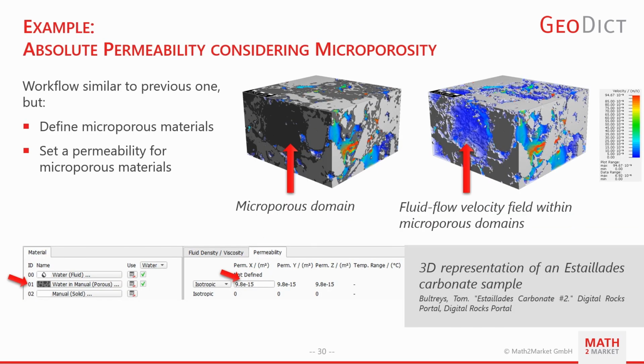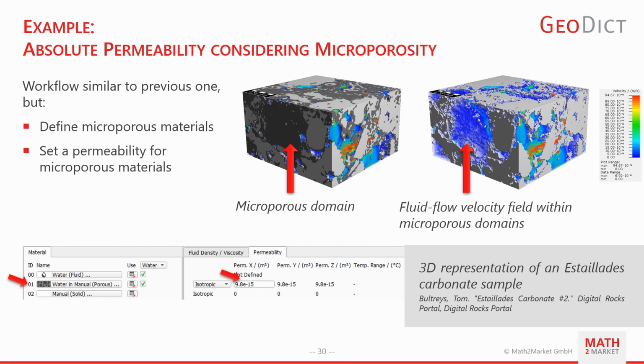In this case, the workflow is similar to the previous one, but the microporous domains should be segmented as separate material, and the permeability of the microporous domain must be known. For example, you may obtain this by using other methods, like high-resolution FIB-SEM measurements. With this information, you can now define the permeability of the microporous regions and run your computation.